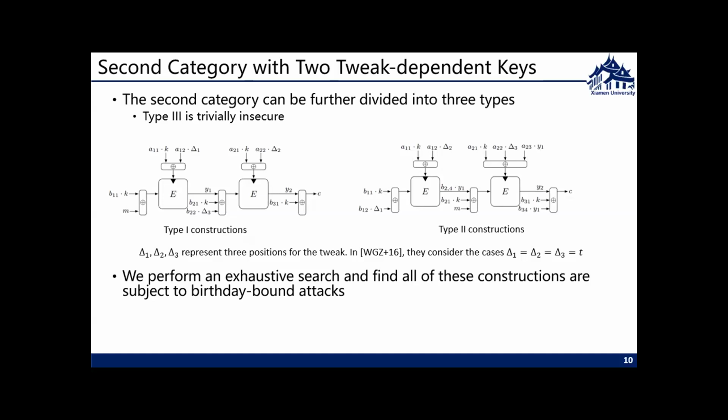But for the second category, actually, we can summarize this second category into 3 types of construction. And type 3 is trivially secure, so we only focus on type 1 and type 2. As you can see, maybe simply look at type 1. Here, tweak 1, tweak 2 and tweak 3 are the positions to inject the tweak. So for these 3 positions, the idea is, can we inject a 2n-bit tweak on these 3 positions, maybe each position n bits. And the second type is similar, but we then perform exhaustive search and actually find all of these 3 constructions are subject to birthday-bound attack. So at this point, we find it's impossible to construct an n-bit secure TBC from 2 block cipher cores supporting a 2n-bit tweak.